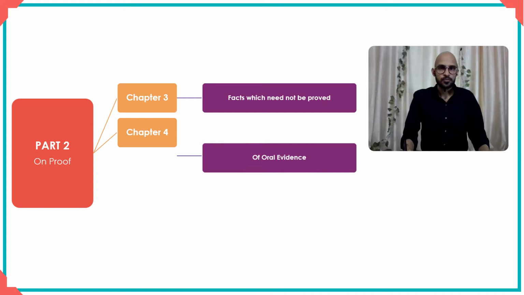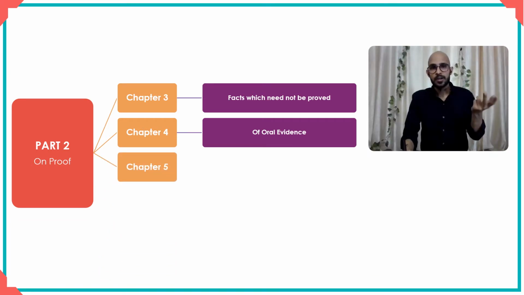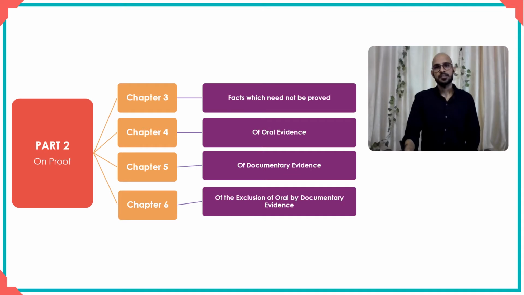So then we look at chapter 4. Chapter 4 talks about oral evidence. We know that there are 2 kinds of evidence, oral and documentary. So if there's oral here, we understand what the next one will be. The next one, of course, is documentary evidence. Chapter 5 relates to documentary evidence. And then chapter 6 talks about what you do when you have both oral and documentary evidence for the same thing, right? So that's what you can expect in this part. Let's go ahead and see it in a little more detail.